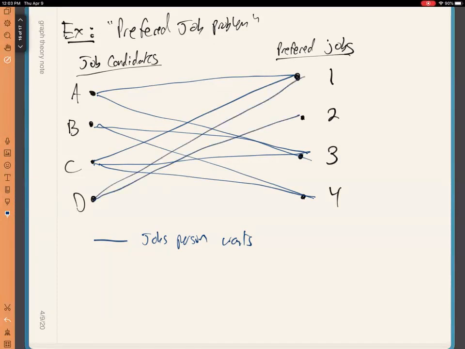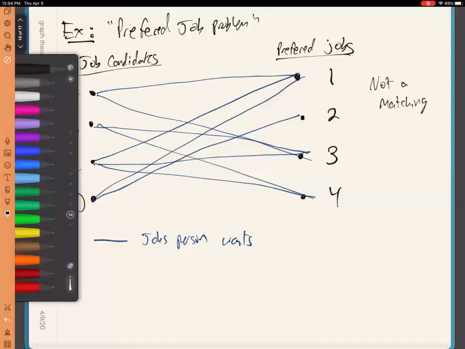And so we get this complicated looking graph, which is bipartite, because I'm not connecting any of the job candidates to other job candidates, and I'm not connecting any jobs to other jobs. And so this is not a matching as it's written, because I have an edge from A that goes to 1, and I also have an edge from C that goes to 1, and an edge from D that goes to 1. If it's a matching, then for each job, there should only be one person matched to that job.